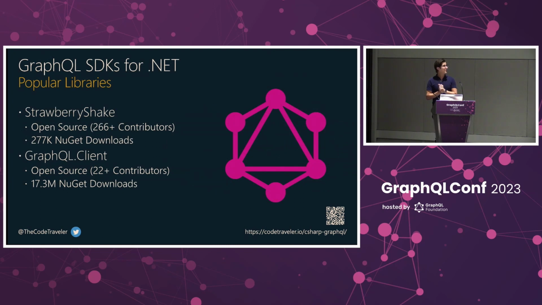Okay, well, what library is there? Well, there's two main libraries for C# developers. We have Strawberry Shake, and we have GraphQL Client. Now, just looking at these numbers, you might have the first impression that we're talking about GraphQL Client today because it's got 17.3 million downloads on NuGet, which is incredible. But actually, that's the old one.